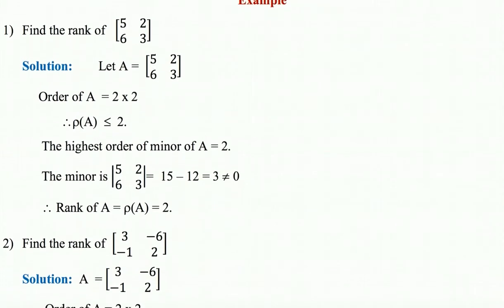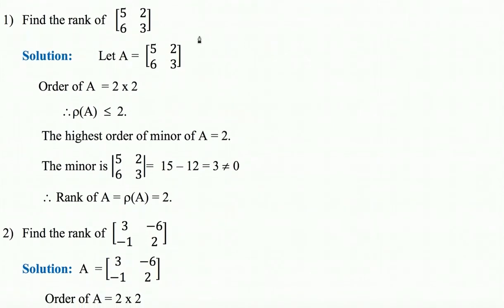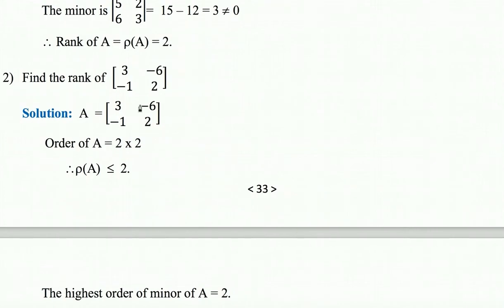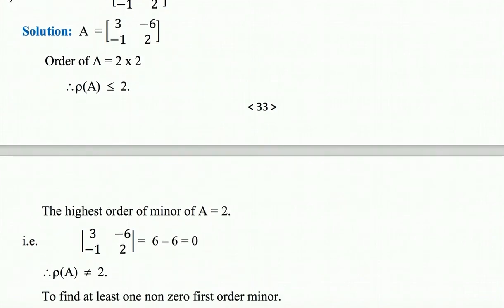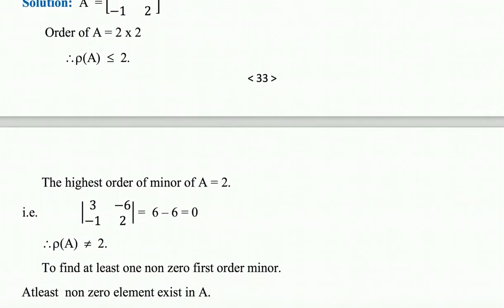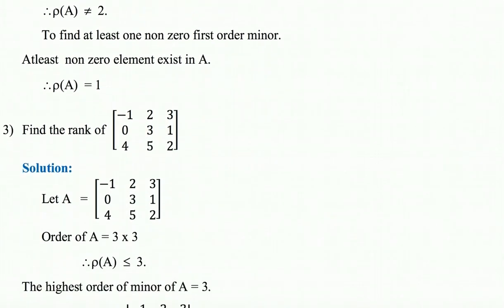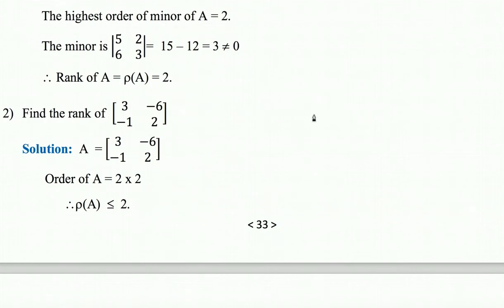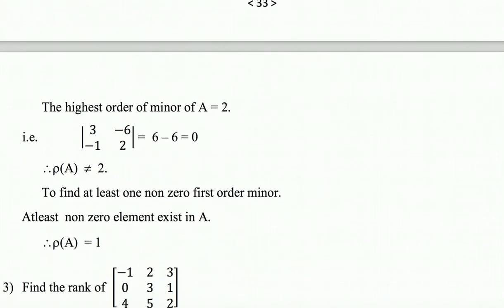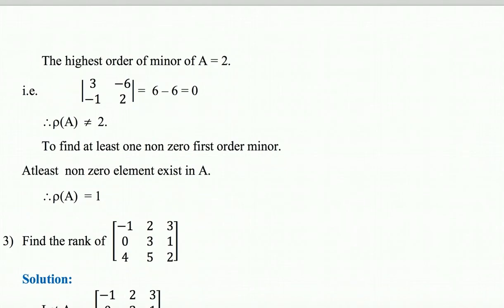Find the rank of the matrix 5, 2; 6, 3. Find the determinant: 15 minus 12, which is 3. So the rank is not 0, the rank is 2. What about this one? 6 minus 6 is 0. So the rank is less than 2, the rank is 1. Minors exist, no problem, 1 by 1 minors exist. So the rank will be 1.